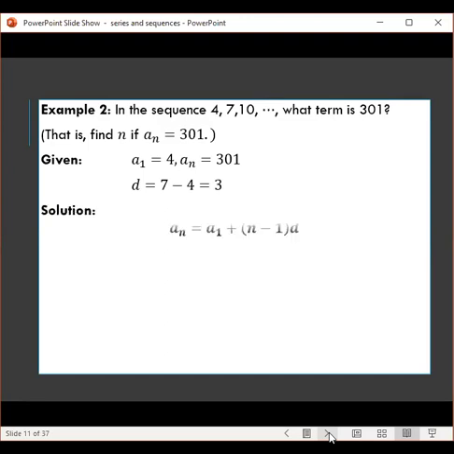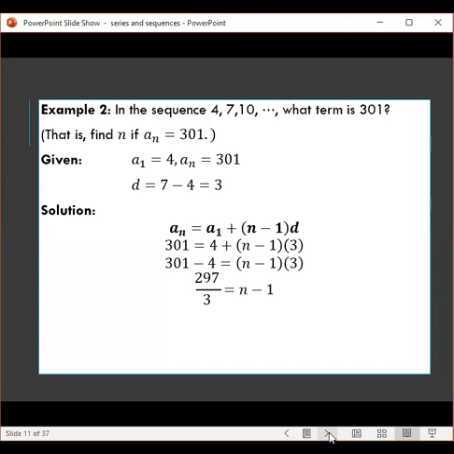So our formula, a sub n is equal to a sub 1 plus the quantity of n minus 1 times d. So again, a sub n is 301, a sub 1 is 4, n is unknown, and our common difference is 3. So calculating for it, you have 301 minus 4, this is equal to the quantity of n minus 1 times 3. So 301 minus 4 is 297.